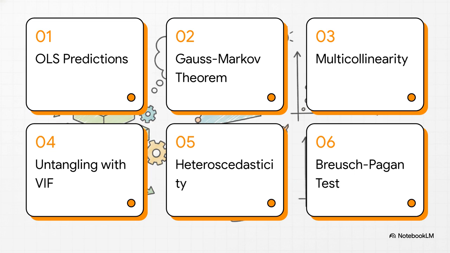First, we're going to predict with ordinary least squares and prove it's the gold standard using the Gauss-Markov theorem. Then we'll hunt for two major structural hazards. They have completely intimidating names: tangled multicollinearity and wobbly heteroscedasticity. But honestly, don't worry, we're going to break them down super simply. And we'll wrap up by untangling things with VIF and running the Breusch-Pagan test to fix our model.